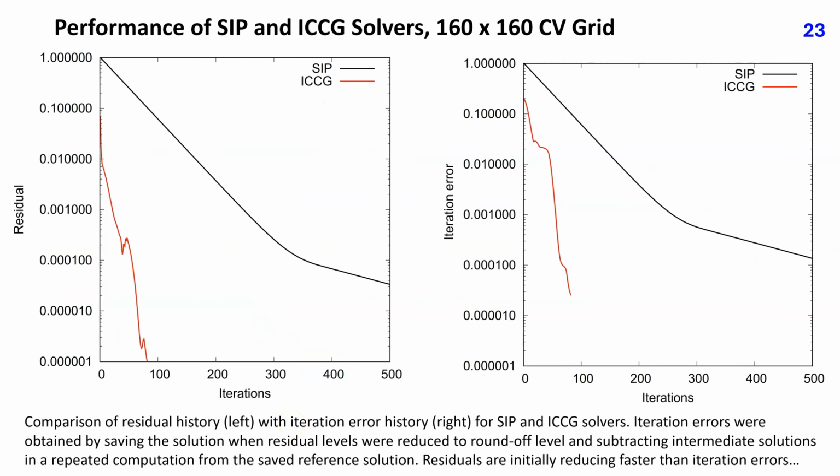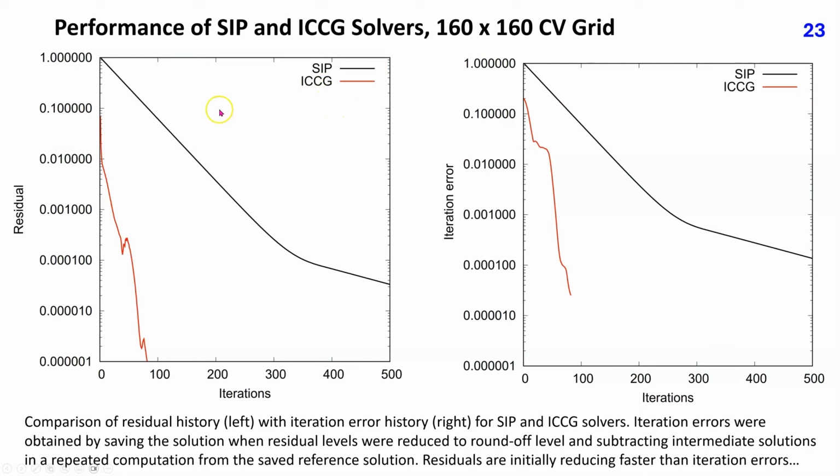For the Poisson equation with selected source term and boundary conditions, there is no analytical solution. To check how iteration errors reduce with iterations, one must first obtain a very accurate solution, for example by reducing residual level by 10 orders of magnitude or more, save it, and then repeat the calculation so that at each iteration the intermediate solution can be subtracted from the exact solution. This was done on the grid with 160 by 160 control volumes for SIP and ICCG solvers.